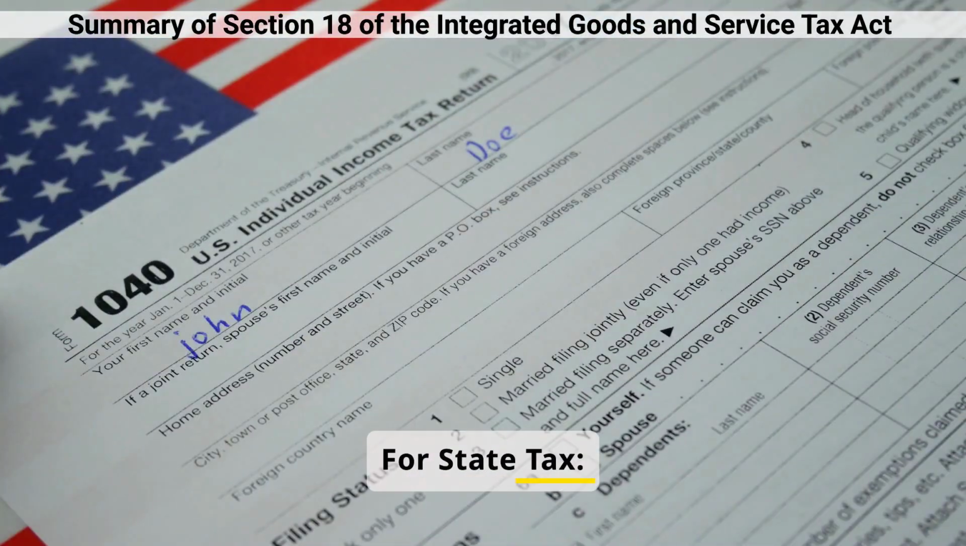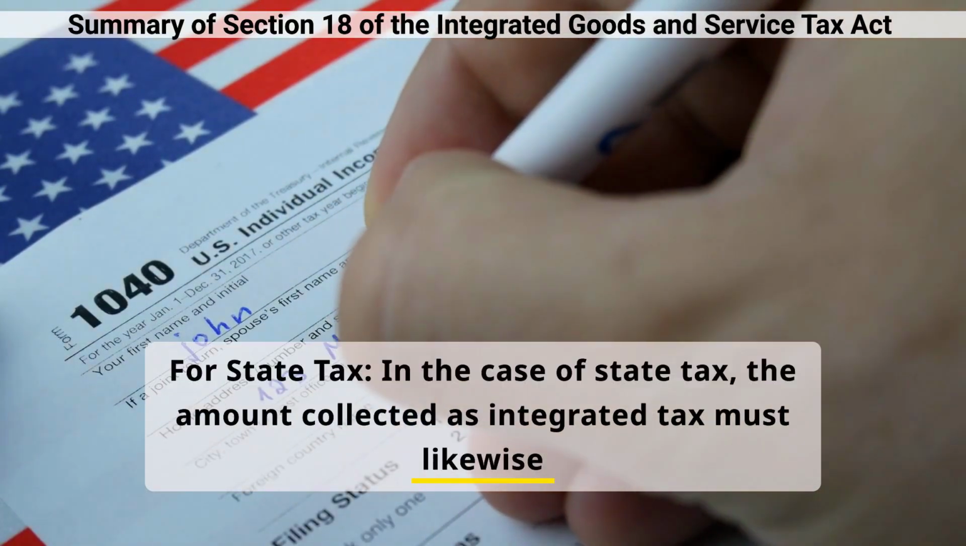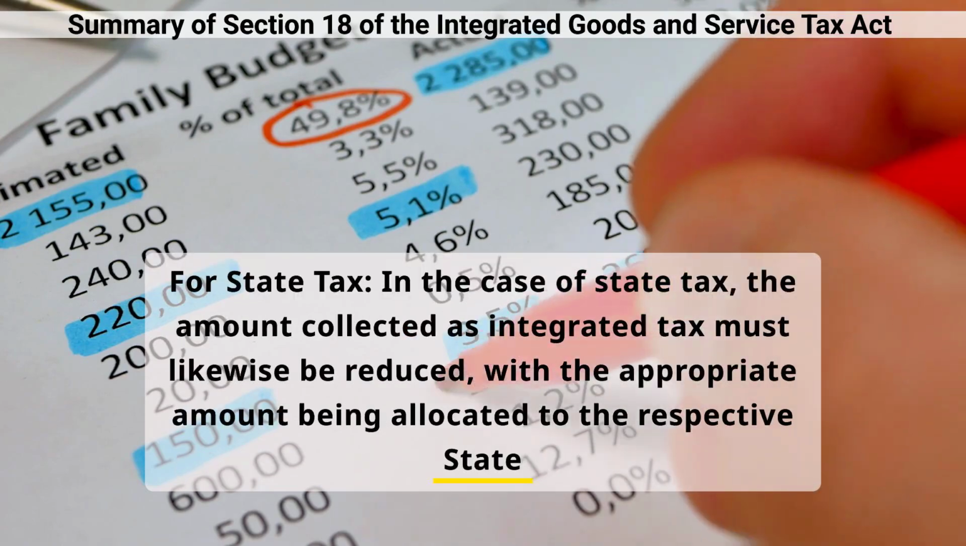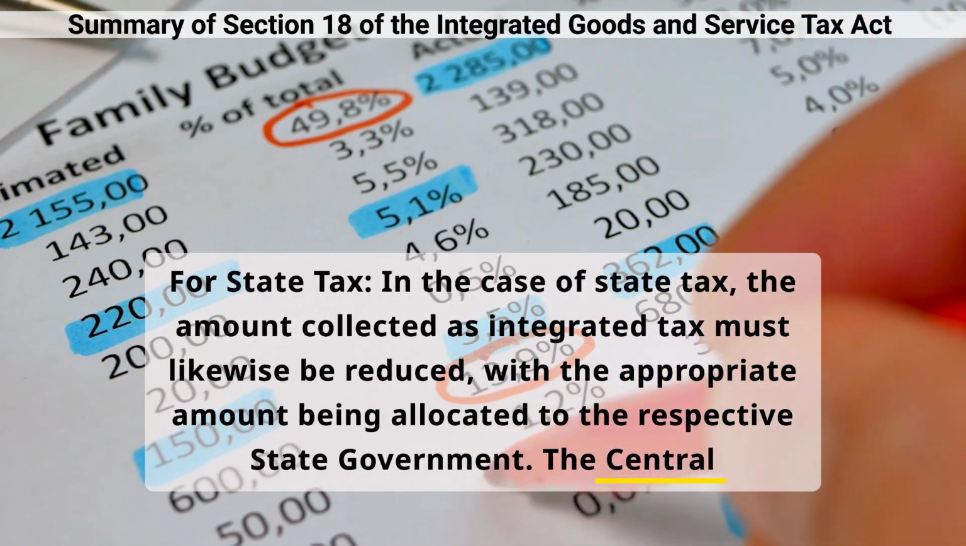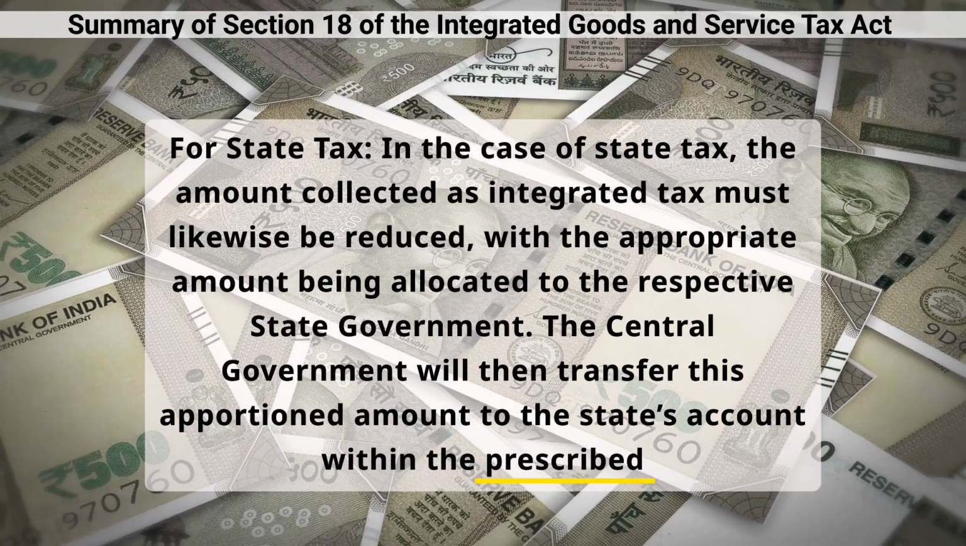For state tax, in the case of state tax, the amount collected as integrated tax must likewise be reduced, with the appropriate amount being allocated to the respective state government. The central government will then transfer this apportioned amount to the state's account within the prescribed framework.